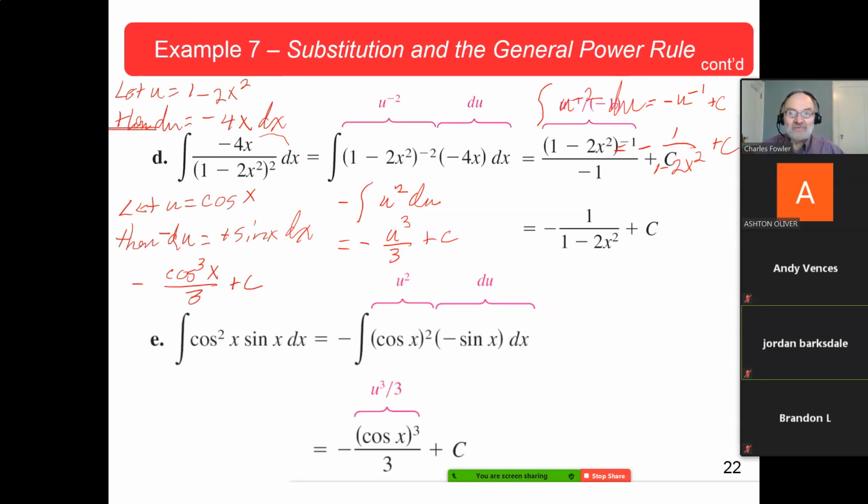All right, any questions on example 7? How to use the general power rule for integration. Nothing new here. We've been doing it all along, okay? They just call it something special. And it is. It's something that's used a lot.